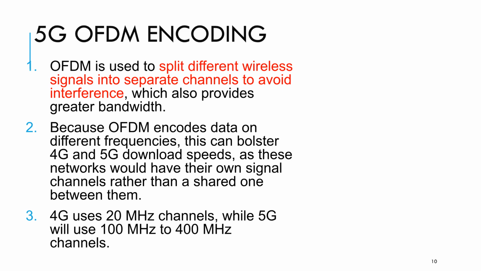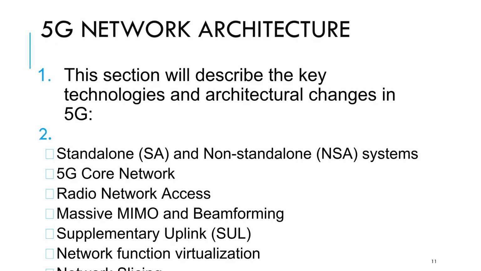5G OFDM encoding. OFDM is used to split different wireless signals into separate channels to avoid interference, which also provides greater bandwidth. Because OFDM encodes data on different frequencies, this can bolster 4G and 5G download speeds, as these networks would have their own signal channels rather than a shared one between them. 4G uses 20 MHz channels, while 5G will use 100 MHz to 400 MHz channels.